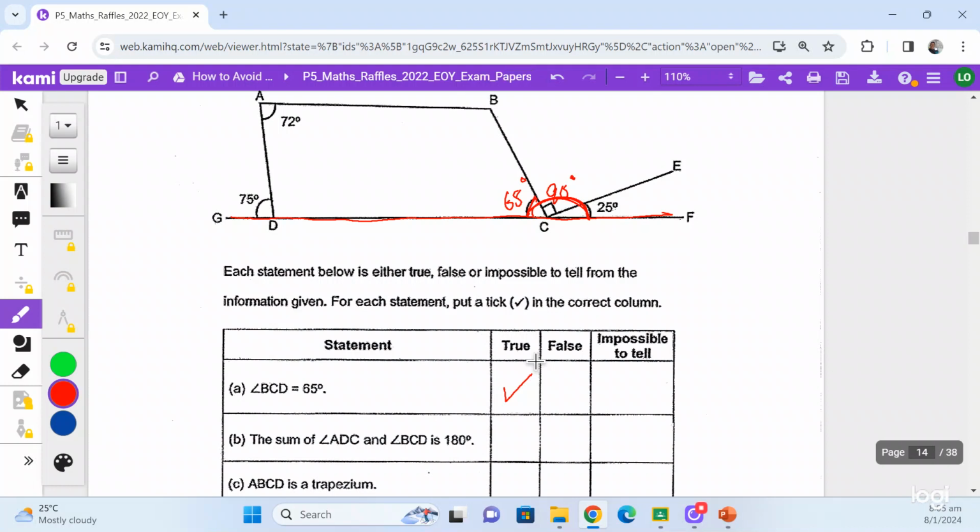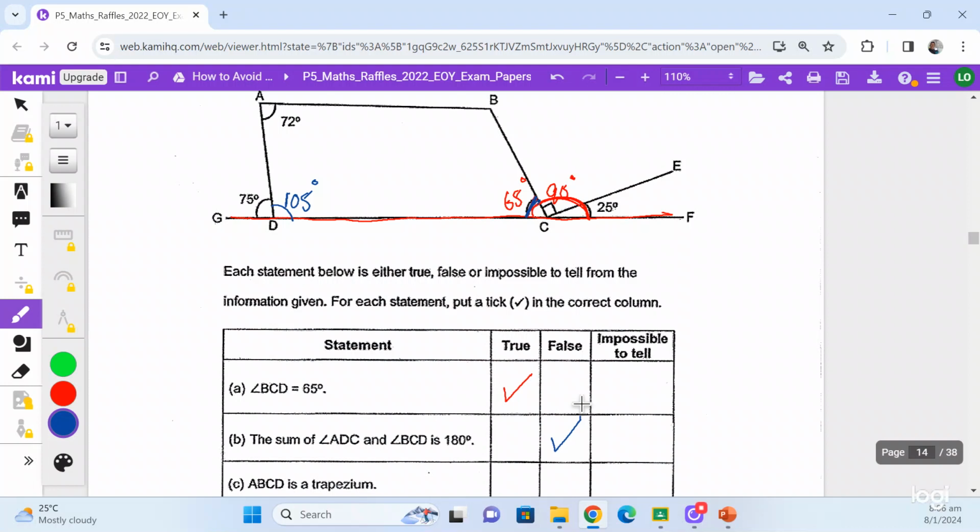So let's look at part B. Now the sum of angle BADC, which is this angle, and your BCD, which is this angle. When you add them together, is it 180 degrees? You have to prove it. So you take 180 minus 75, that will give you 105, right? And then you take 105 plus 65, that will give you 170, which is not true, right? False. So far what we have done is we have used the angles, the numbers, to work out and tell us whether it is true or false. So it seems to be quite easy, right?